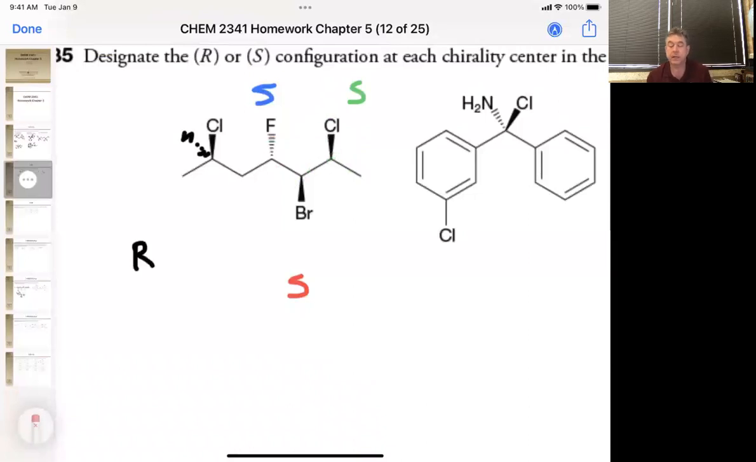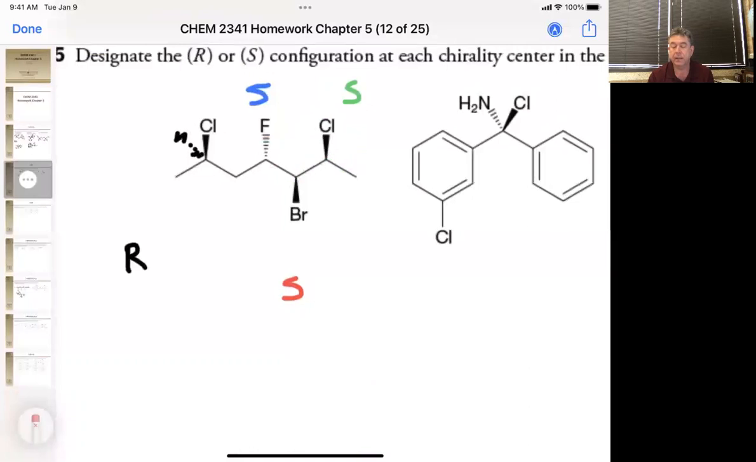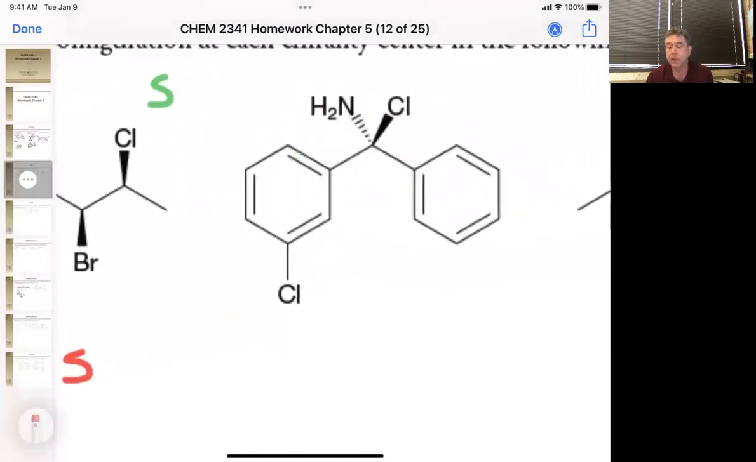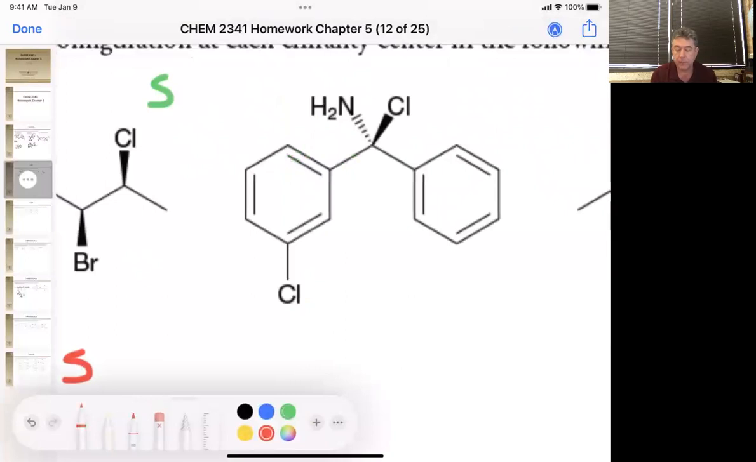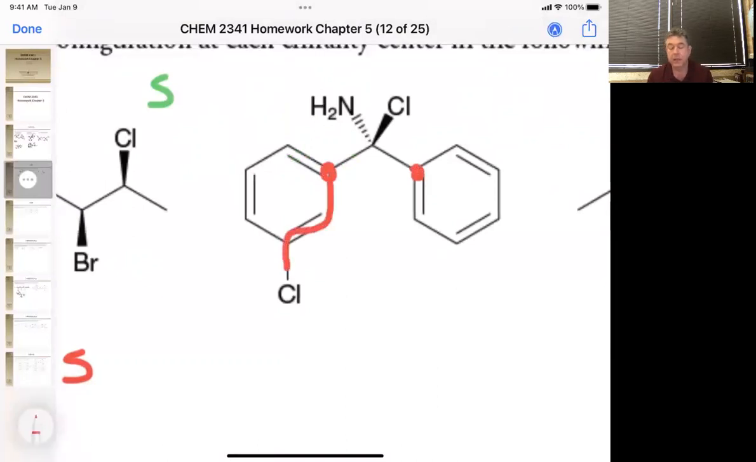Now let's move on to the next one here. And I think we're going to have to use our hand on this. So we're going to have to really go a long way around that ring to find a difference. This carbon is different than this carbon because of the chlorine here. So this is higher priority than this, okay? So we'll see which numbers they are.